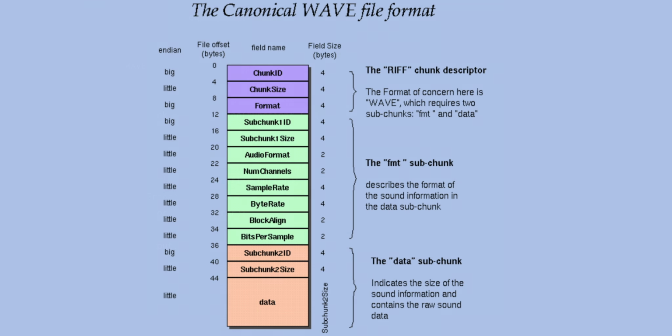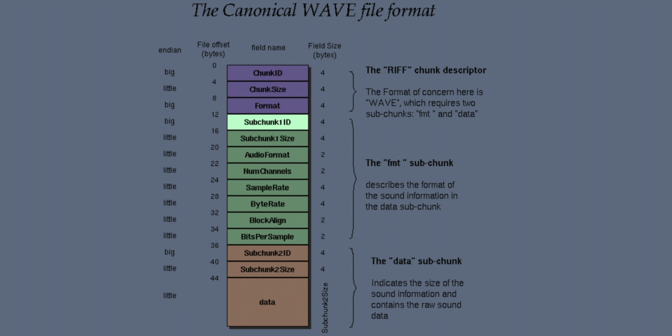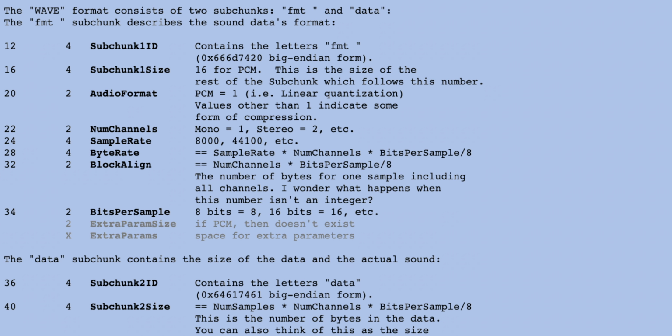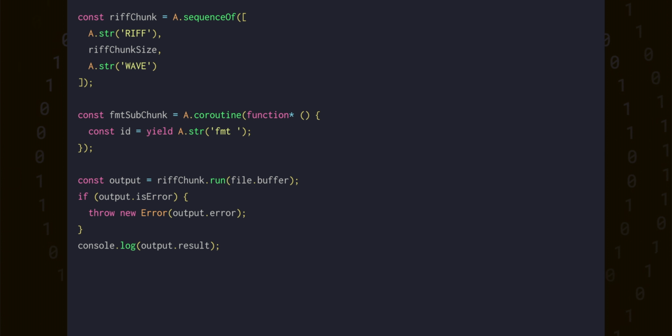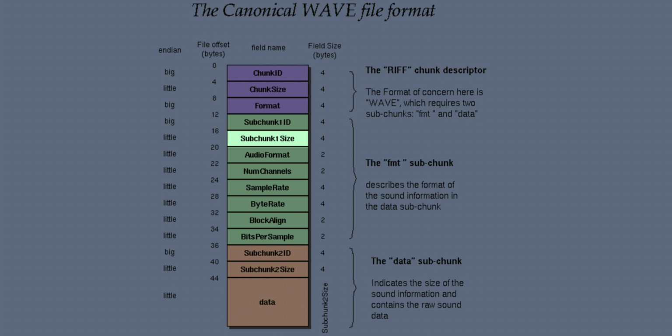The first field is a 4-byte big endian ID, which is just the ASCII string "fmt " with a trailing space. Then immediately afterwards we have a 4-byte little endian subchunk size.